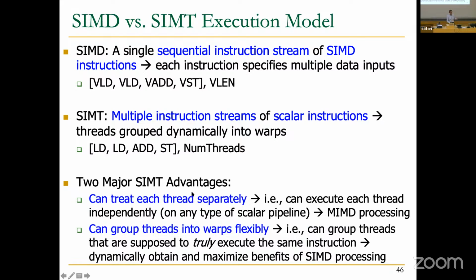So the two major advantages are, first, you can treat each thread separately. In other words, you can execute each thread independently on any type of scalar pipeline. You can actually do multiple instruction, multiple data processing. You can have a multiprocessor, and GPUs exploit that also. And you can also group threads into warps flexibly, meaning you can group threads that are supposed to truly execute the same instruction. You can dynamically obtain and maximize the benefits of SIMD processing.